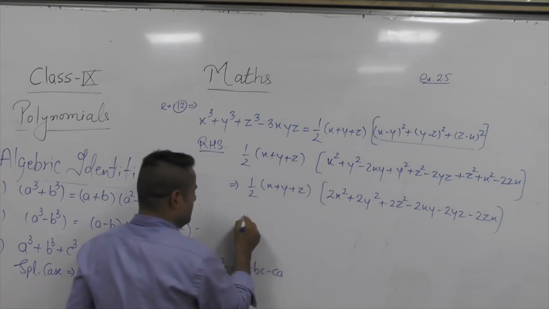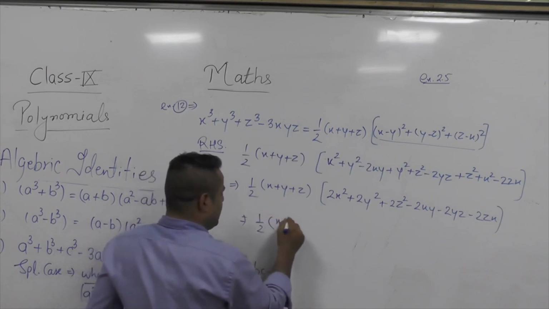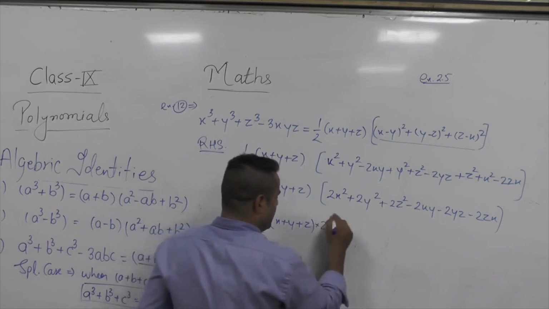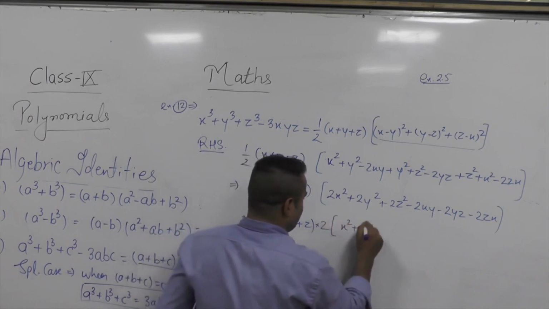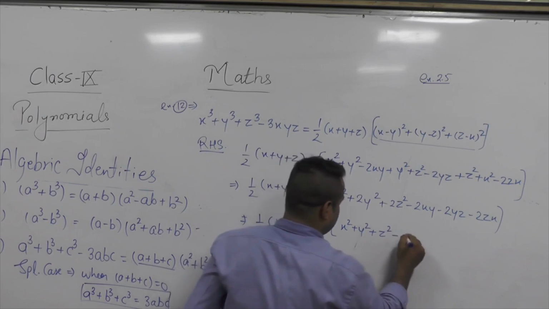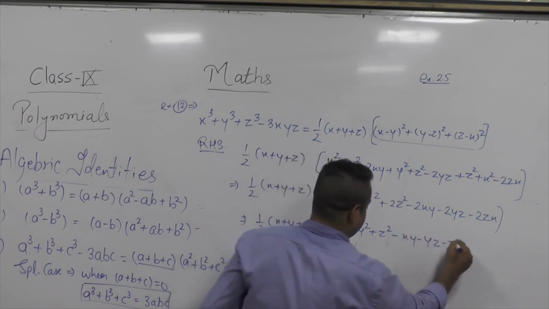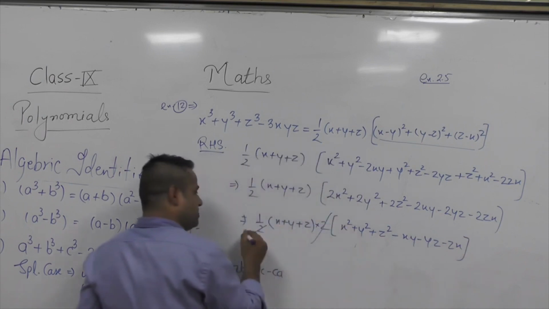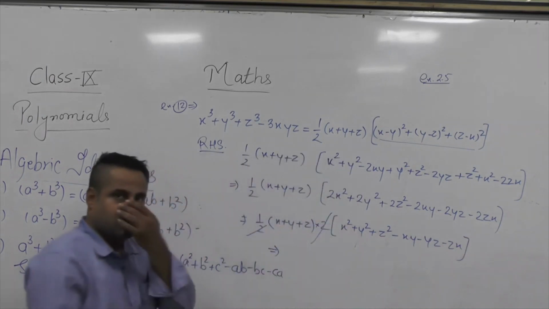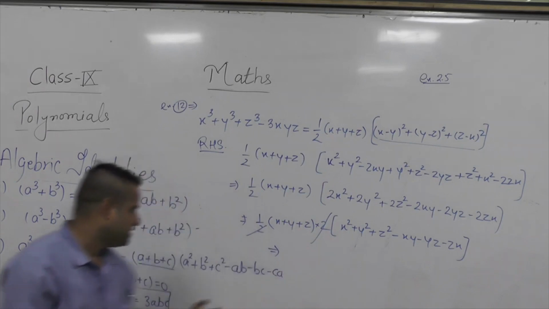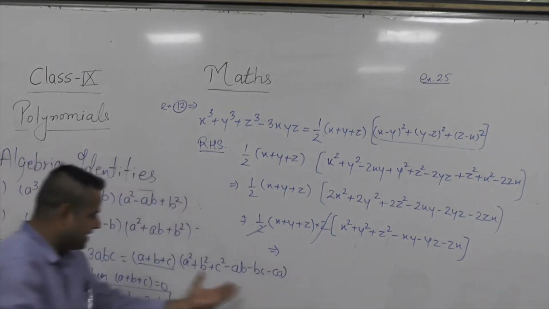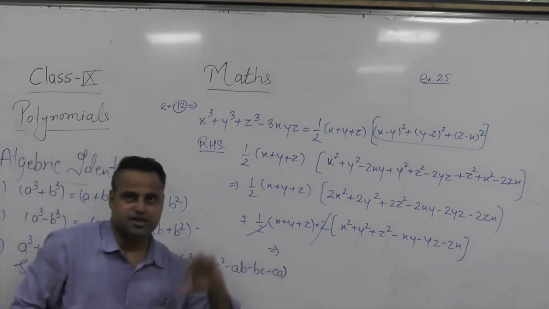Now half, taking 2 common from all, x square plus y square plus z square minus xy minus yz minus zx will remain. We can cancel this 2 with the half, 1 by 2. The remaining thing, as you can see, is a part of the identity also. See, the same thing is in the identity also.